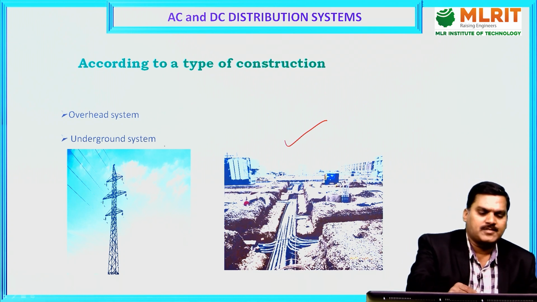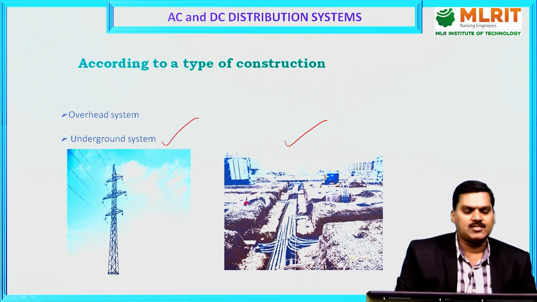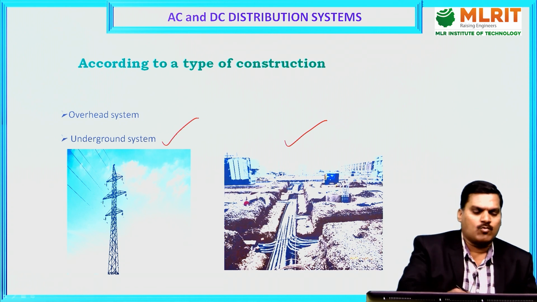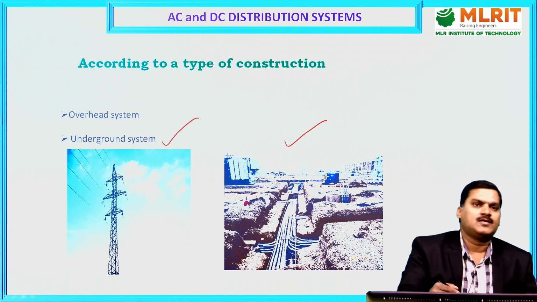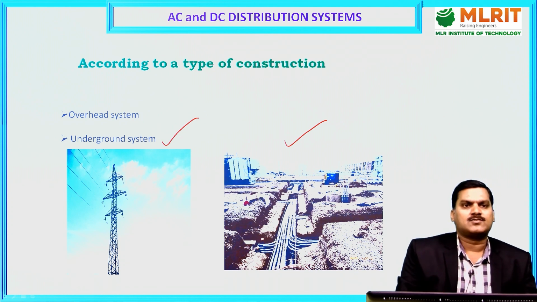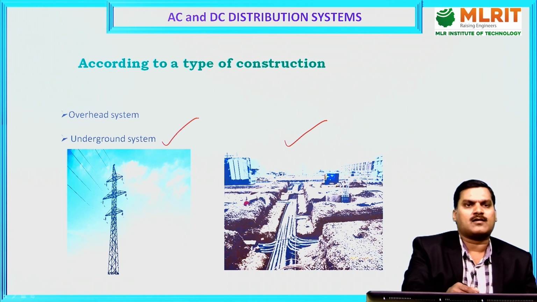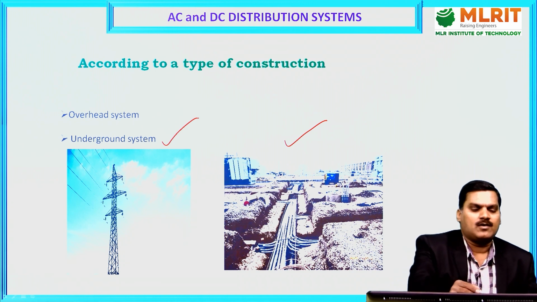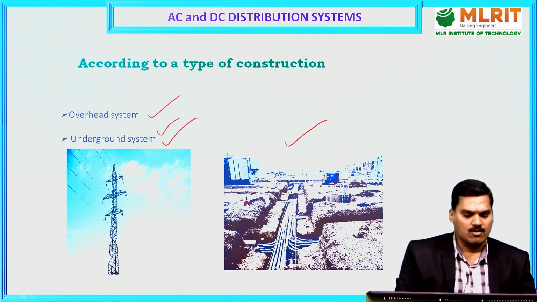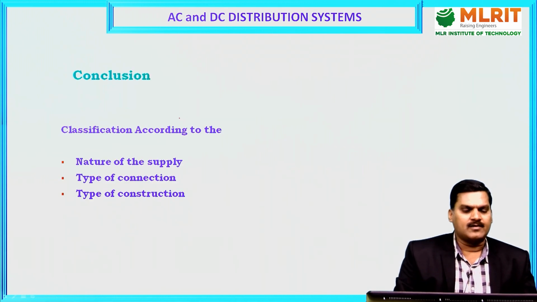And overhead transmission or distribution means it is over the towers or over the poles. In streets also we can observe conductors running over the poles or towers. So this is according to the type of construction, overhead system and underground system. So these are the different types of classifications in AC and DC distribution systems.